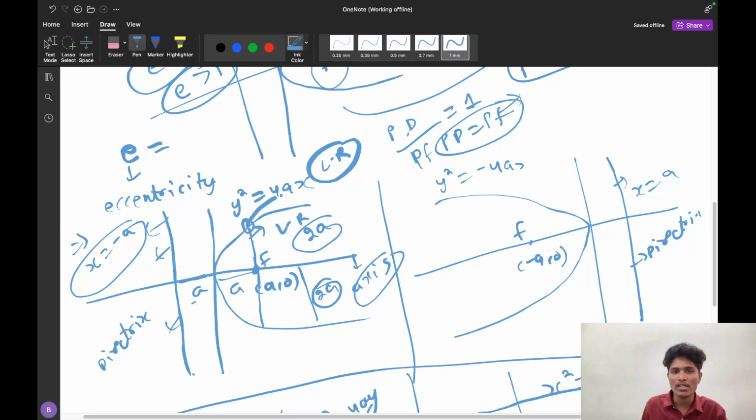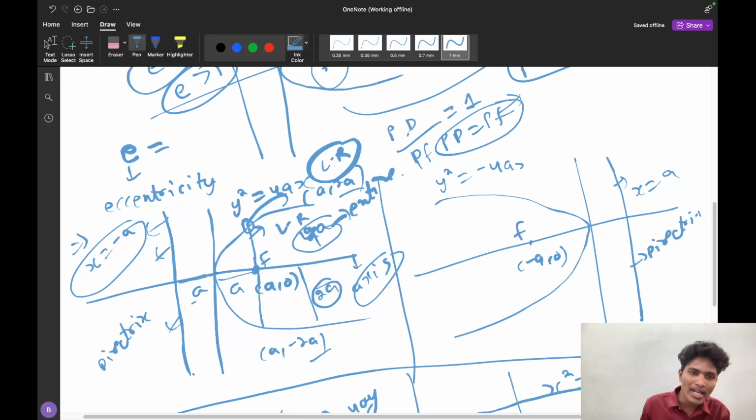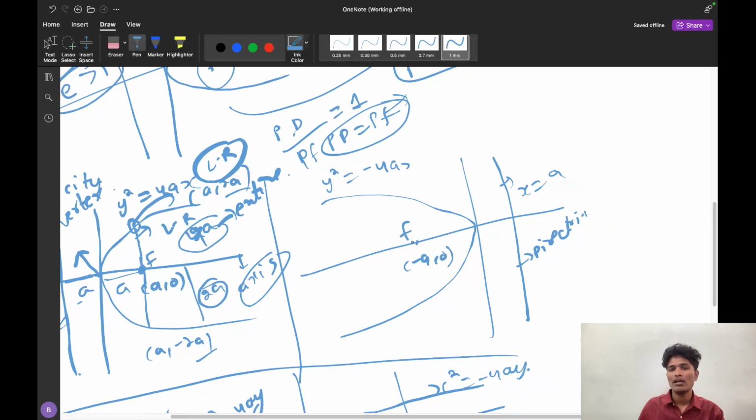So I can write the coordinates of these points. The coordinates are a comma 2a, and a comma minus 2a. And if I add the distance, this is the y-axis length, so it will be 2a plus 2a. It will be 4a. So the entire length of the latus rectum will be 4a. And the point at which the parabola cuts the x-axis is called the vertex.